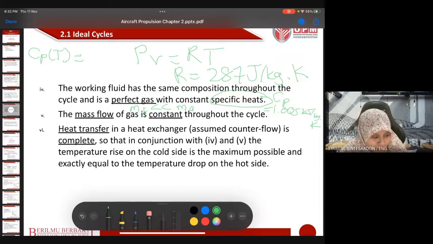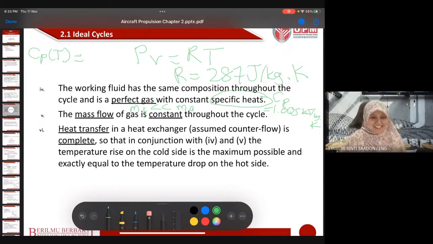Okay, last one, number 6: heat transfer in a heat exchanger. Assume counterflow is complete, so that in conjunction with 4 and 5, the temperature rise on the cold side is the maximum possible and exactly equal to the temperature drop on the hot side.